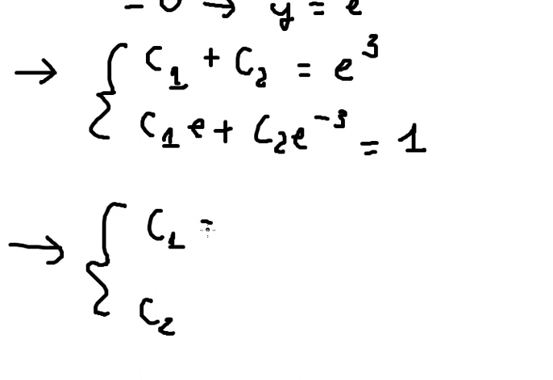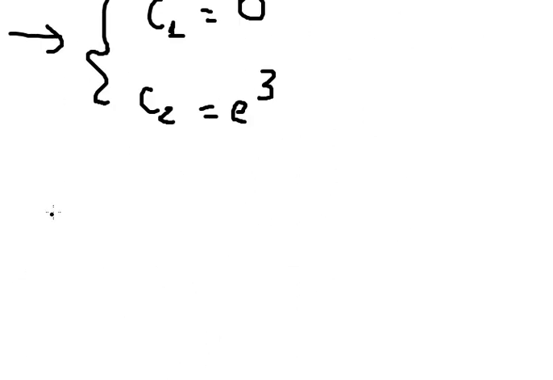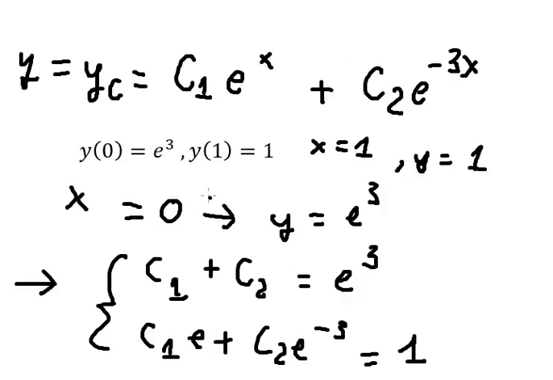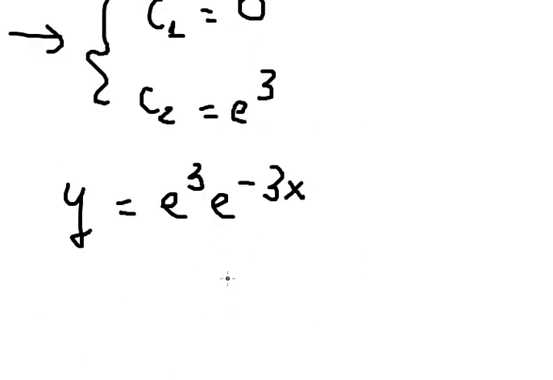So we can find the solution for c1 and c2. c1 equals 0, and c2 is e to the power of 3. So we put c1 and c2 in here. Because this one is 0, this term equals 0, and c2 is e to the power of 3. And here is the final answer. So we can write it like this.